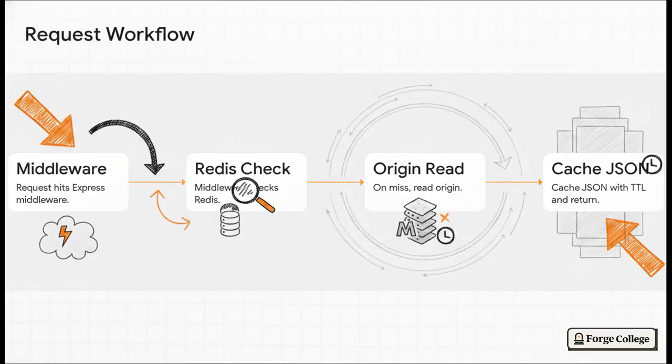Let's actually trace the heartbeat of this machine when a user makes a request. Step 1, the incoming request hits our Express middleware. Step 2, before doing any heavy lifting at all, the middleware checks Redis to see if we already have the answer. Step 3, if Redis doesn't have it, so a cache miss, we go read the data from our slower in-memory origin. And finally, step 4, we grab that fresh data, cache it as JSON with a time to live, or TTL, and return it to the user. Next time someone asks for that exact same data, we just stop at step 2. It is a wonderfully elegant, highly efficient loop.